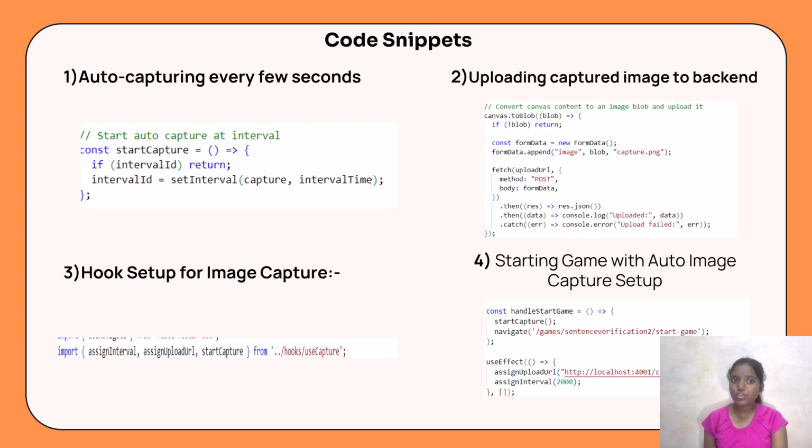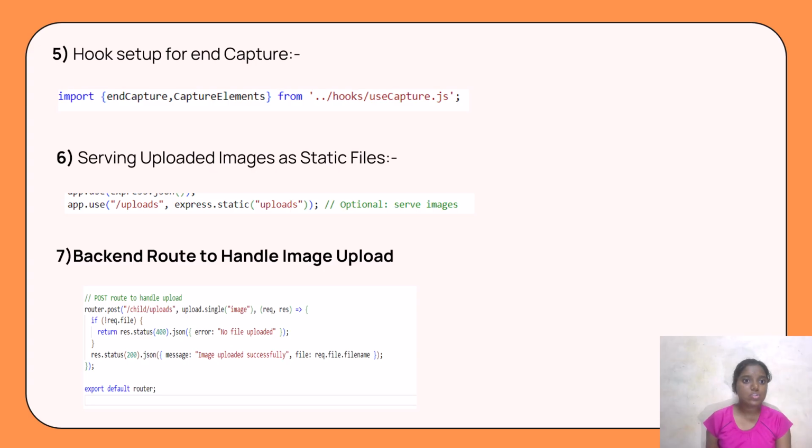So these are some of the code snippets which show auto capturing for every few seconds and uploading captured images to the backend, hook setup for image capture, and starting the game with auto image capture setup. And these show the hook setup for end capture. When the game ends, the capturing of images should also end.